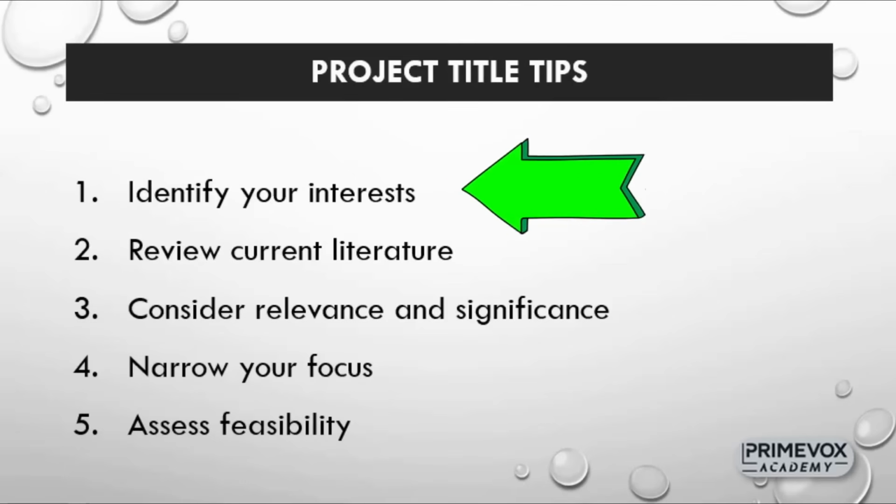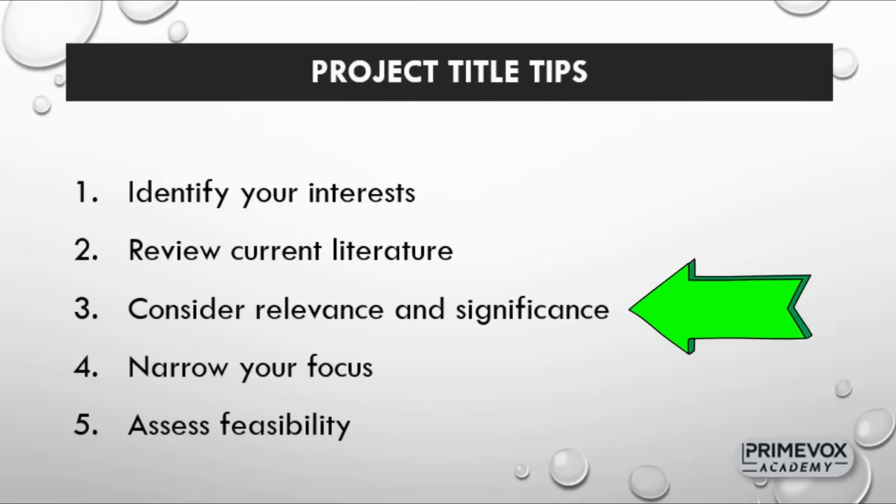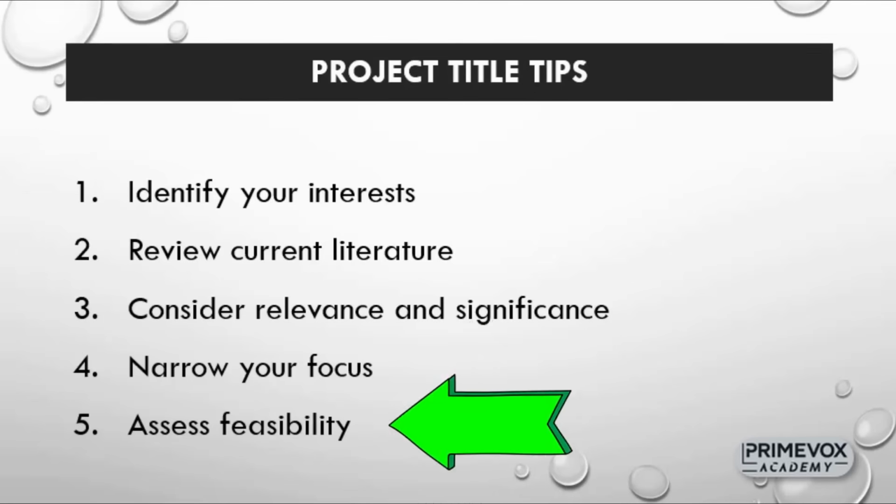Number 2 is to review current literature. You check what others have written concerning that topic. Number 3 is to consider relevance and significance. So the project you are writing must not be an outdated project. It must be something relevant and significant. In number 4, you have to narrow it down to something you can be able to manage. Number 5, you have to assess the feasibility, whether it is even possible for you to complete that particular project.